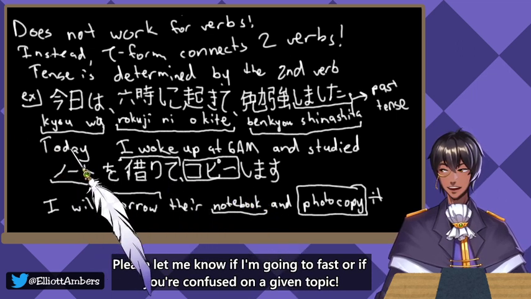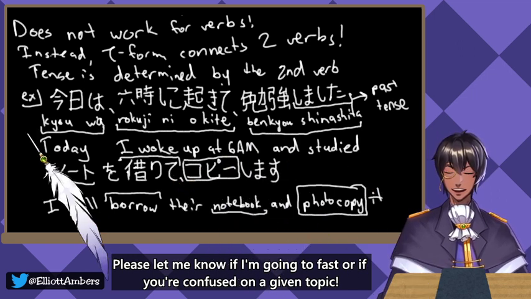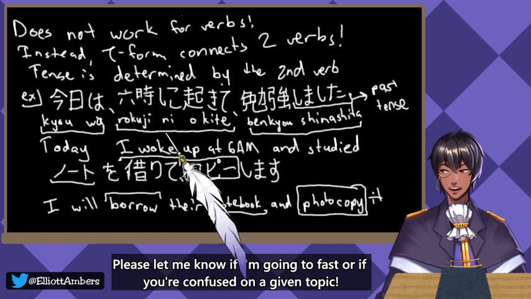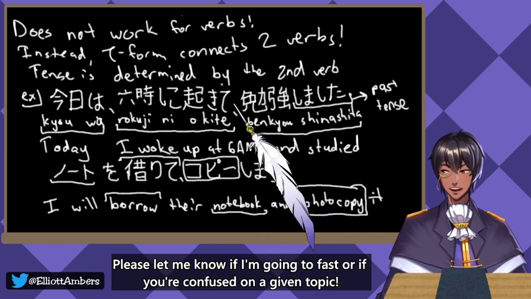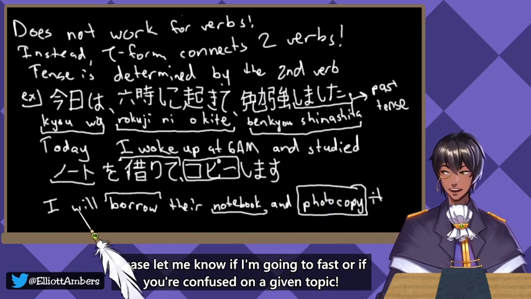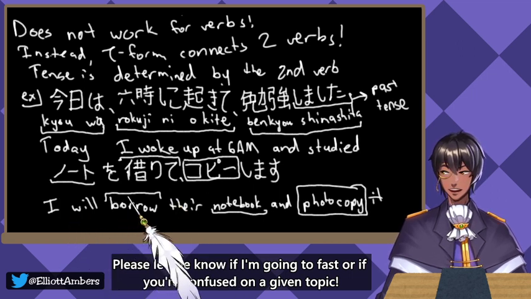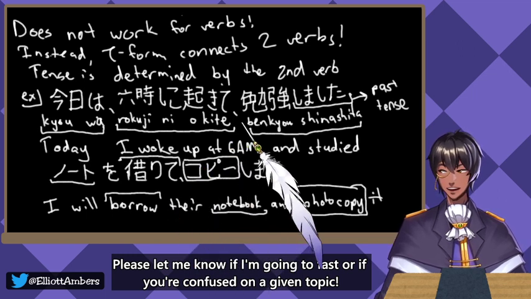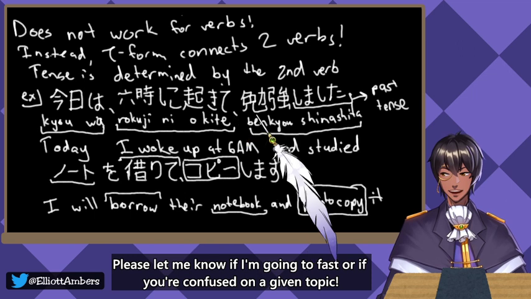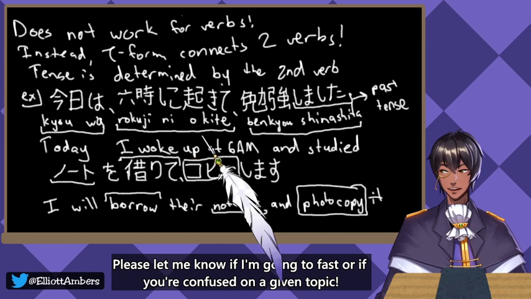If I want to say that today I woke up at 6 a.m. and I studied, my two verbs, woke up and studied: 今日は6時に起きて勉強しました. So, okite, you could see we had that te form. Here we had borrow, karite. Note o karite, copy shimasu. So again, we use this te form in order to connect. That's our first verb there. We use that first verb in te form, and the following verb we just use as we would normally use a verb.